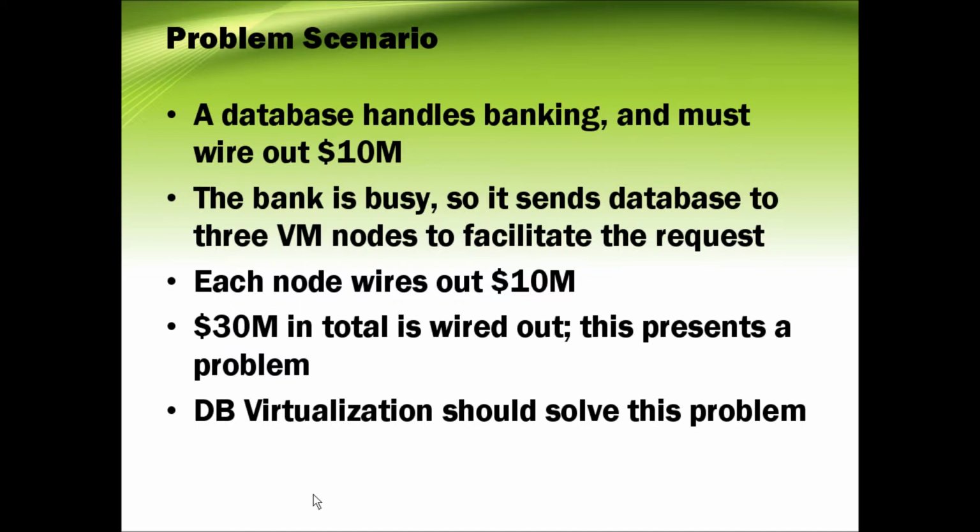To put its usefulness into perspective, Hogan also provides a problem scenario which could be solved by true database virtualization, and not simply a database run in a virtual machine. For example, a database that handles banking has to wire out $10 million. However, the bank is busy, so it bursts the database across 3 virtual machine nodes, which will each wire out $10 million, resulting in a total transfer of $30 million. To resolve this issue, all of the nodes should be able to see the same data and be able to prevent other nodes from altering the data independently. Full database virtualization should be able to provide this kind of mechanism.